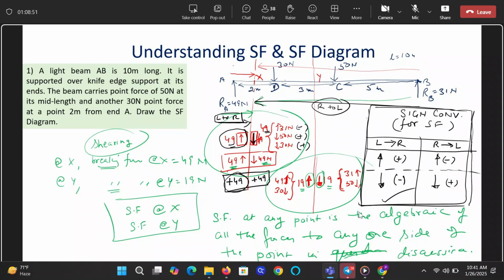If you see this very example, the shearing force at X is plus 49 and the shearing force at Y is plus 19. So the shearing force may change from point to point, or may not. Therefore, to get a diagram which reflects the shearing force at any point along the length of the beam, we draw a diagram, and that diagram is called the shearing force diagram.